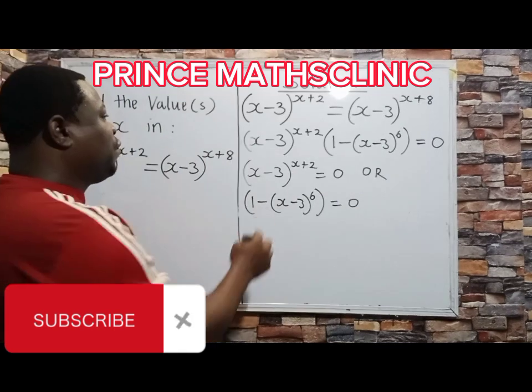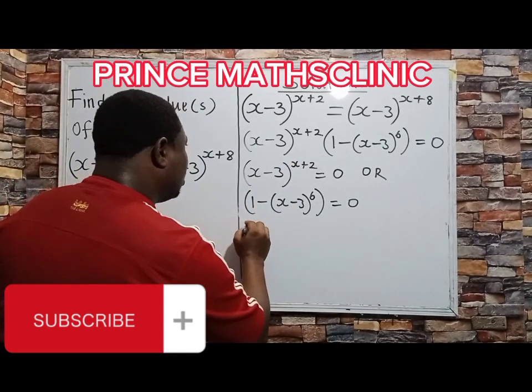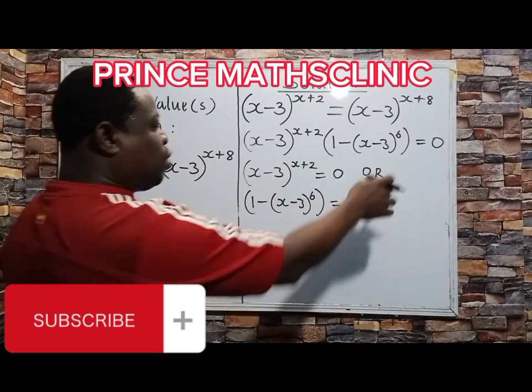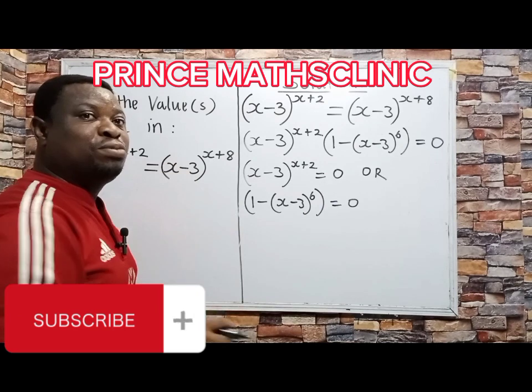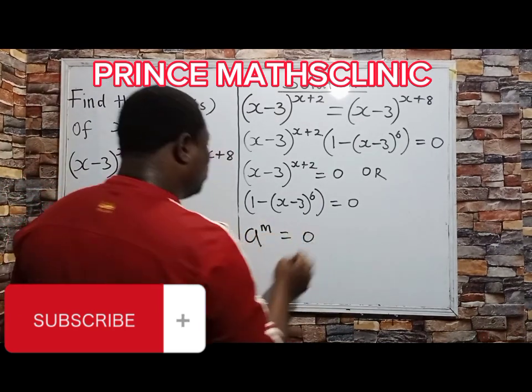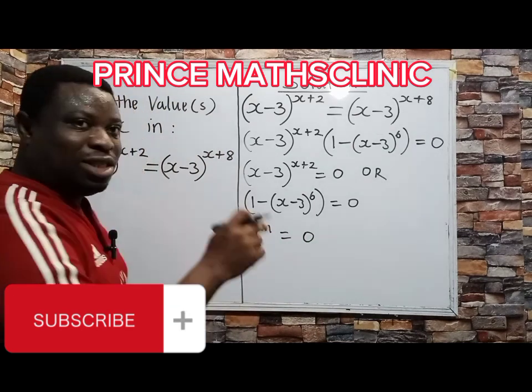So if you go with the first one, that (x − 3) to the power of (x + 2) equals 0, it is only possible in indices for a to the power of m to be 0 if a is 0.